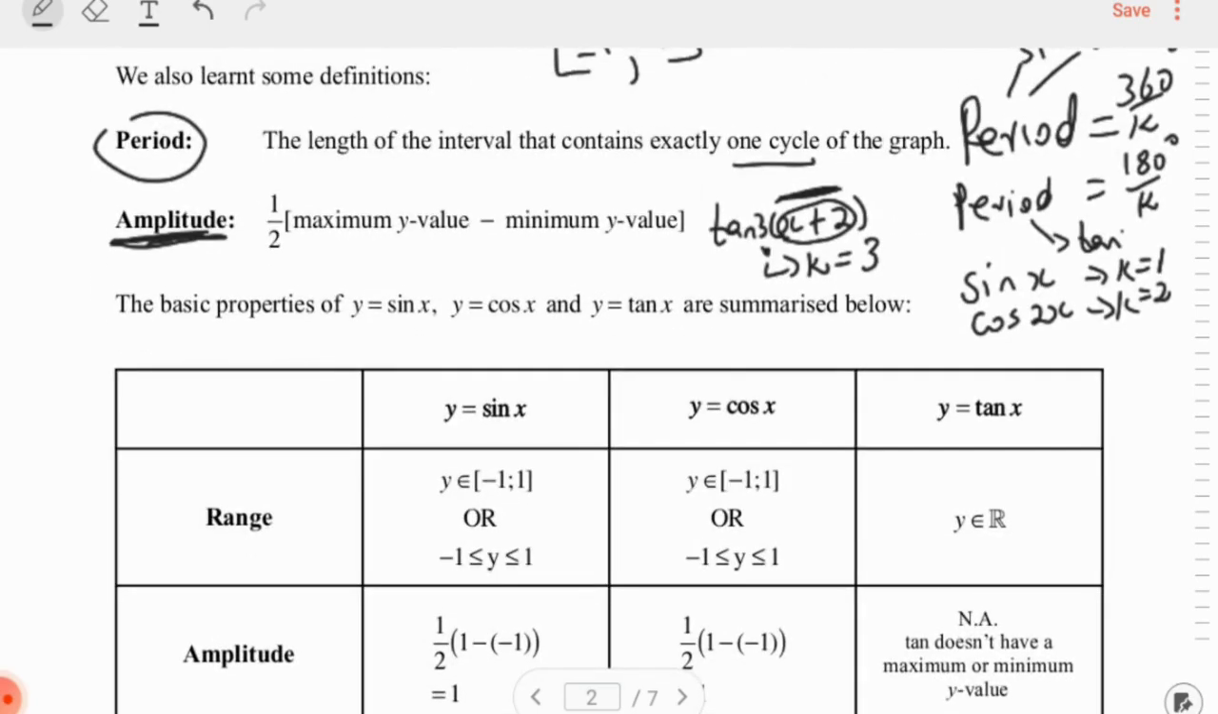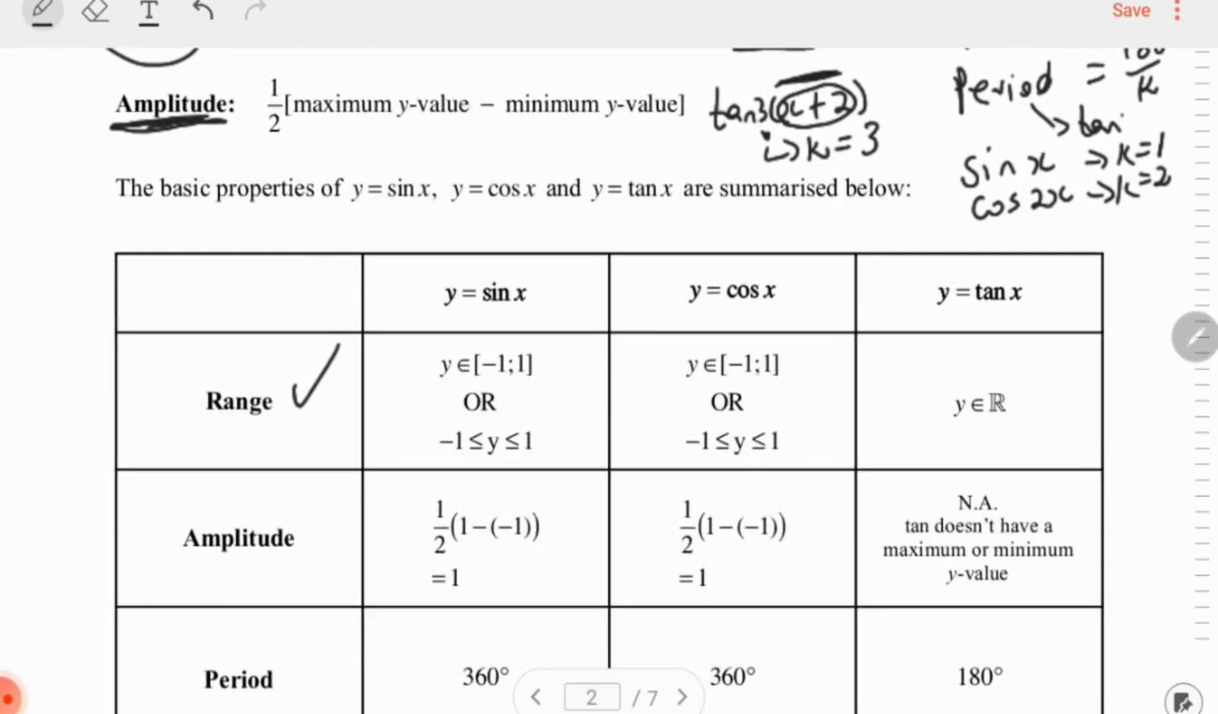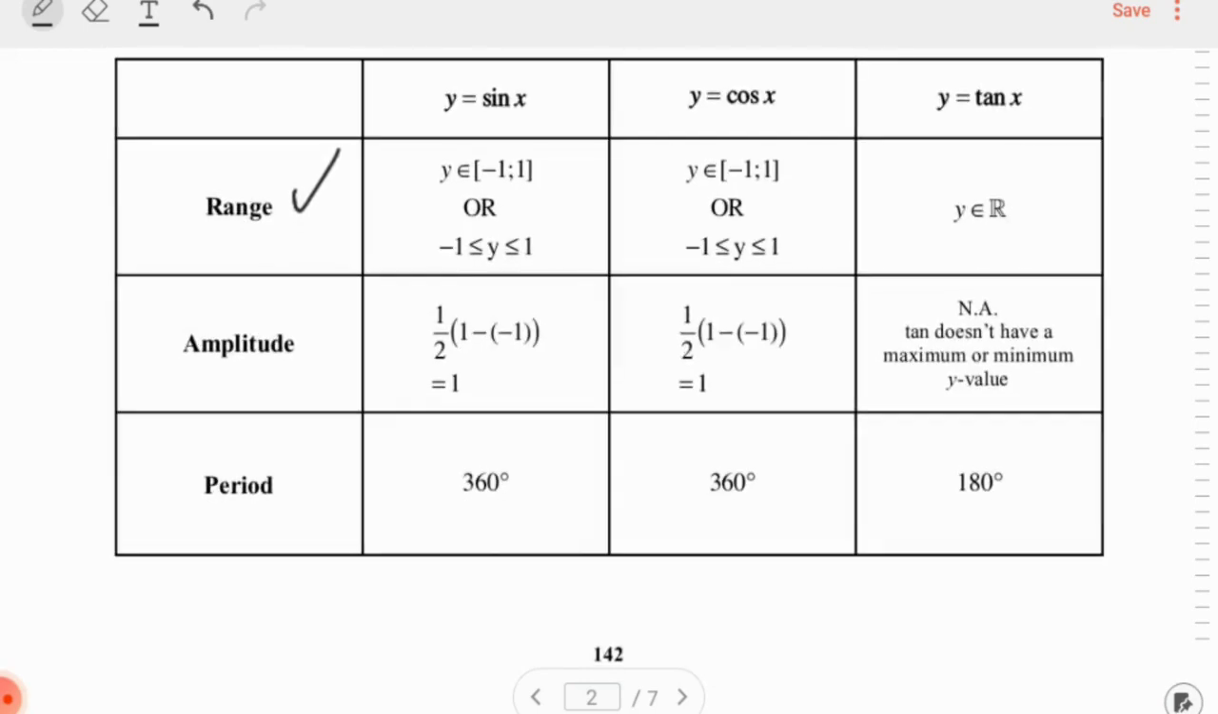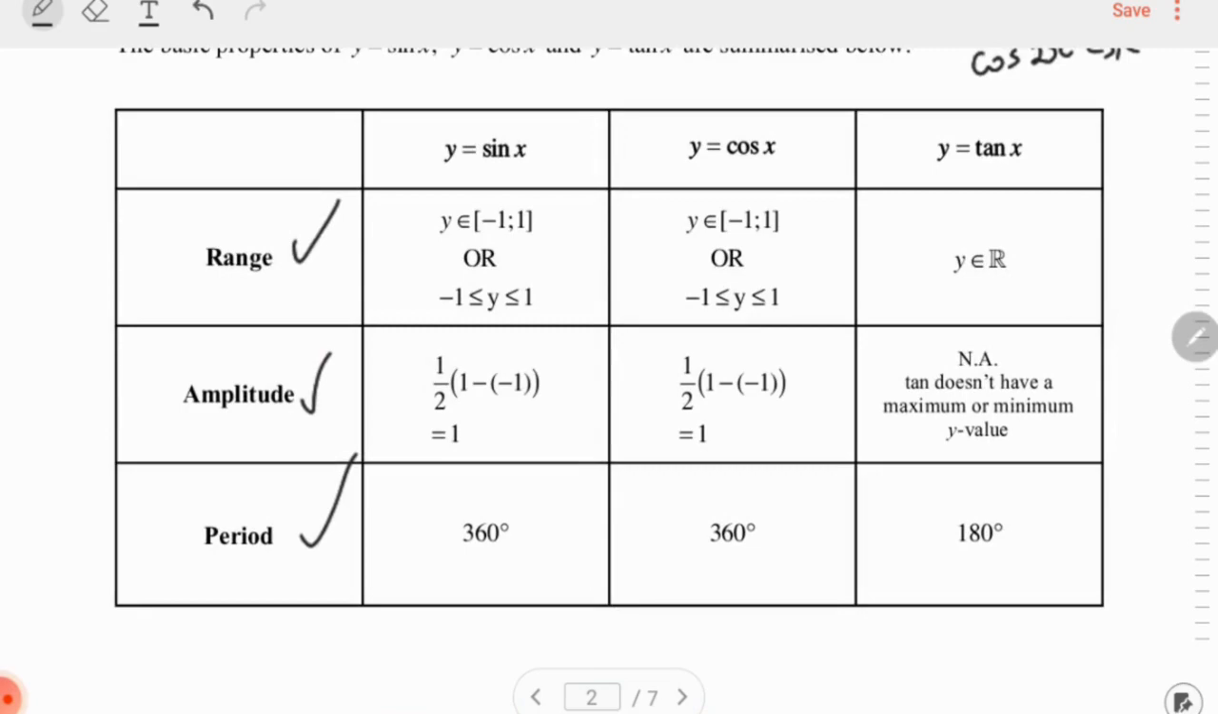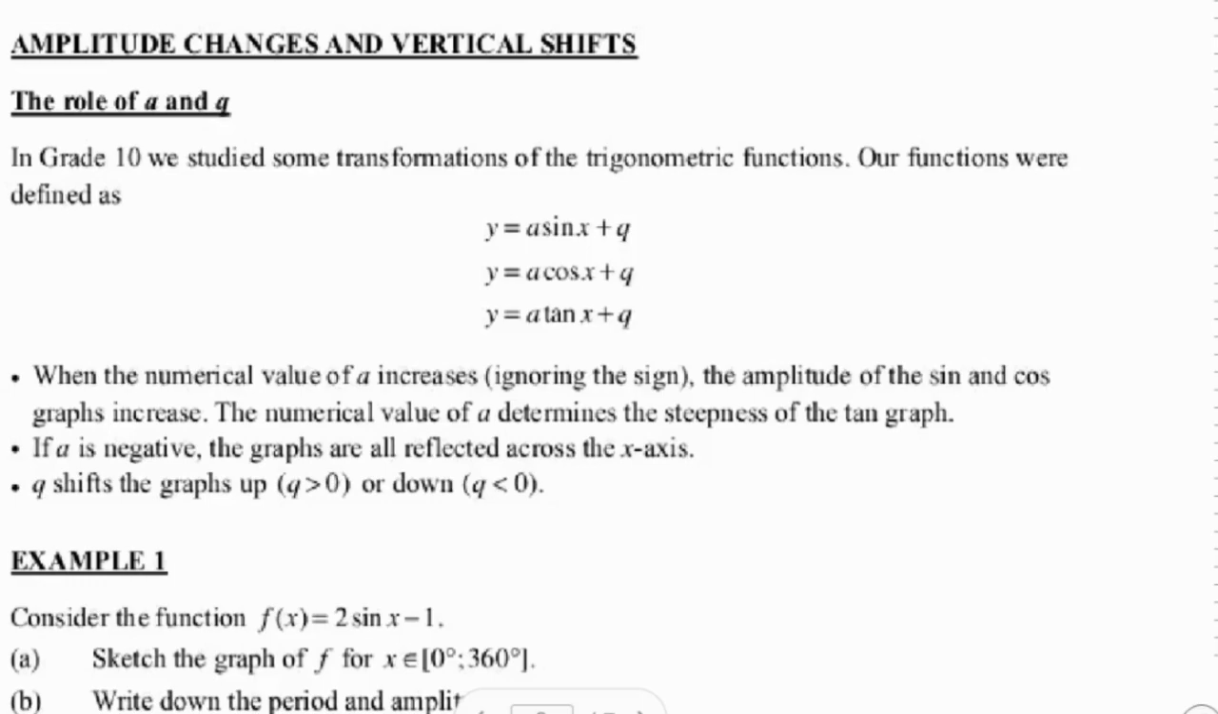The range I've already spoken about: if there isn't a vertical shift, then it's the same number as your amplitude. Next we are going to discuss the vertical as well as the horizontal shift. Let's start with the vertical shift.